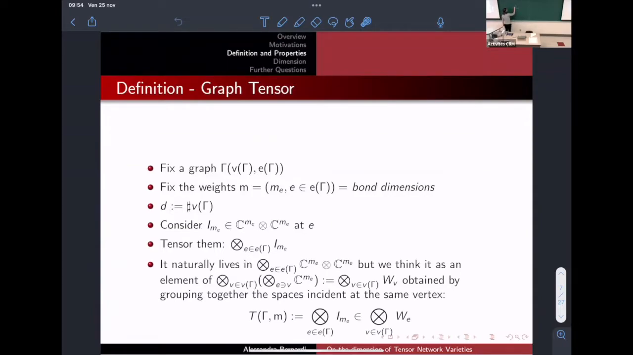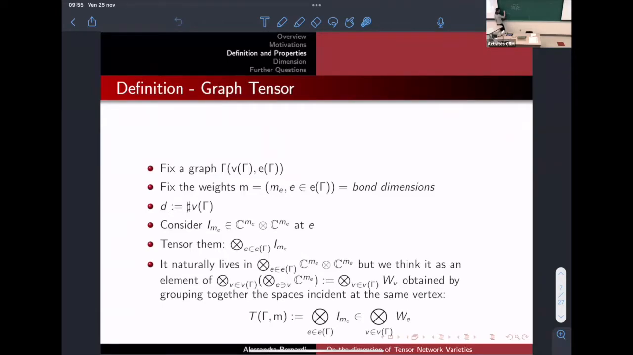And then you fix some weights, say M1, M2, M3. These are called bond dimensions. And then you fix the identity matrix over here. So here you have I_M1, I_M3, and I_M2, okay? So this identity matrix lives in C^M1 tensor C^M1. So let me put a C^M1 over here and a C^M1 over here. This is inside C^M3 tensor C^M3. This is inside C^M2 tensor C^M2.